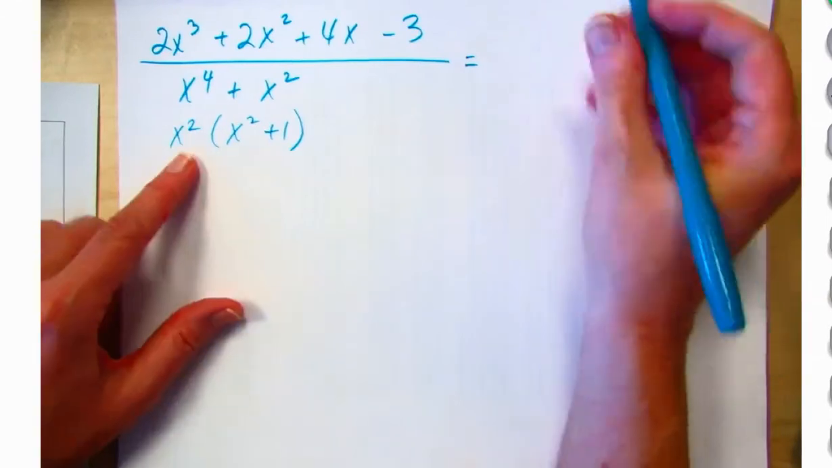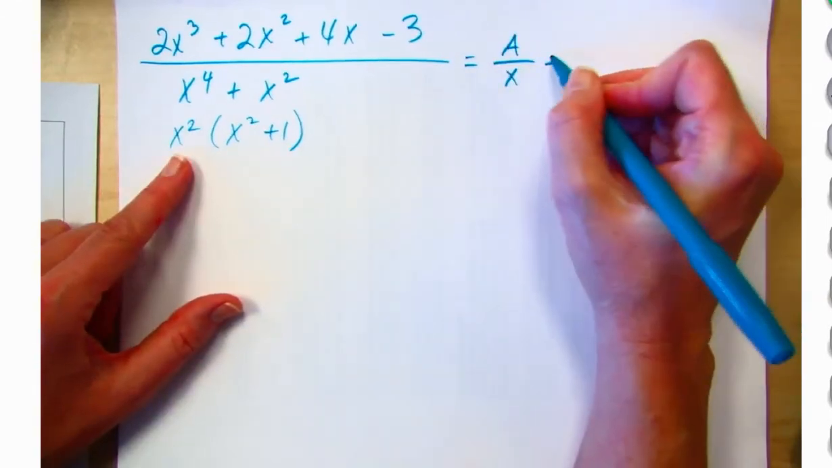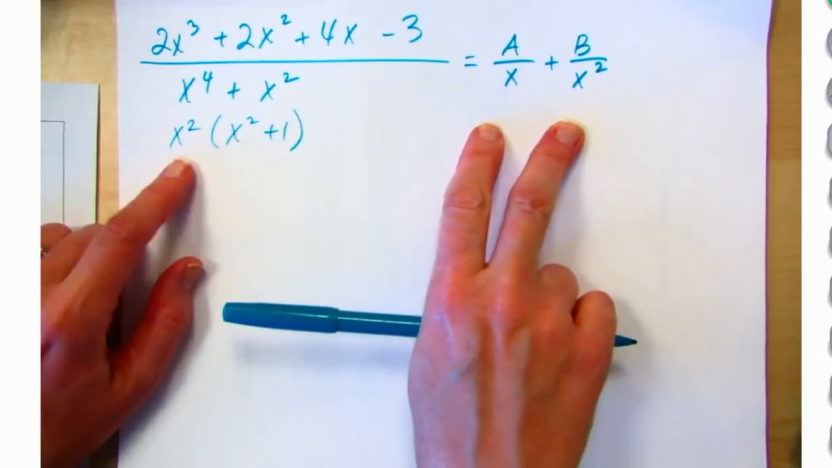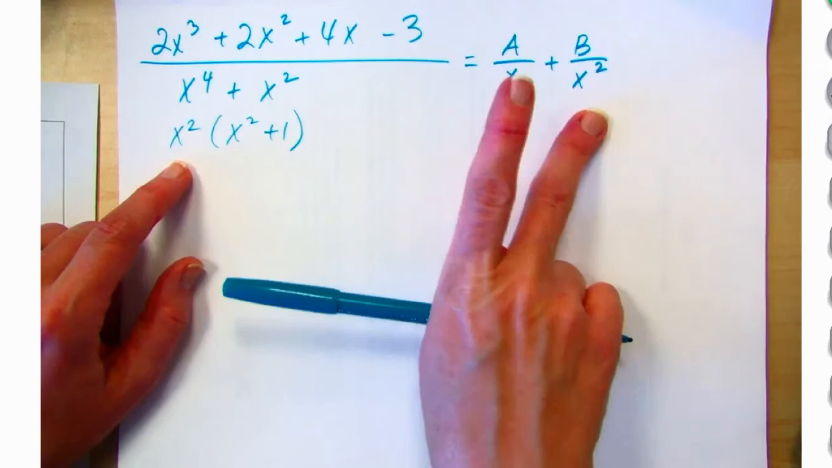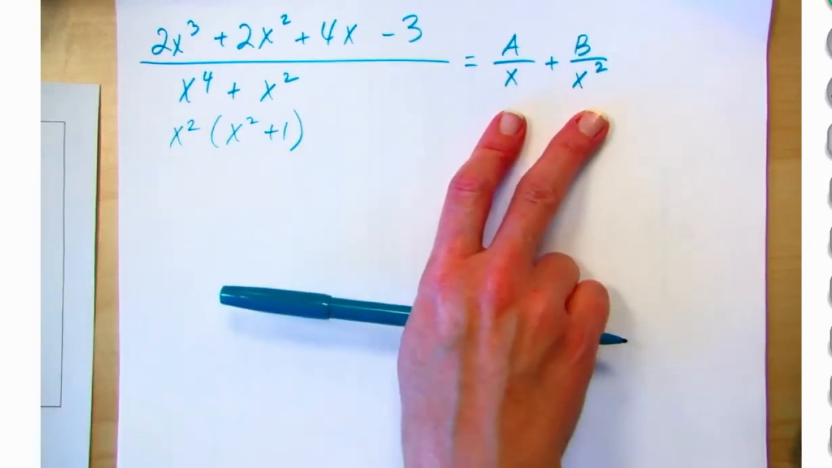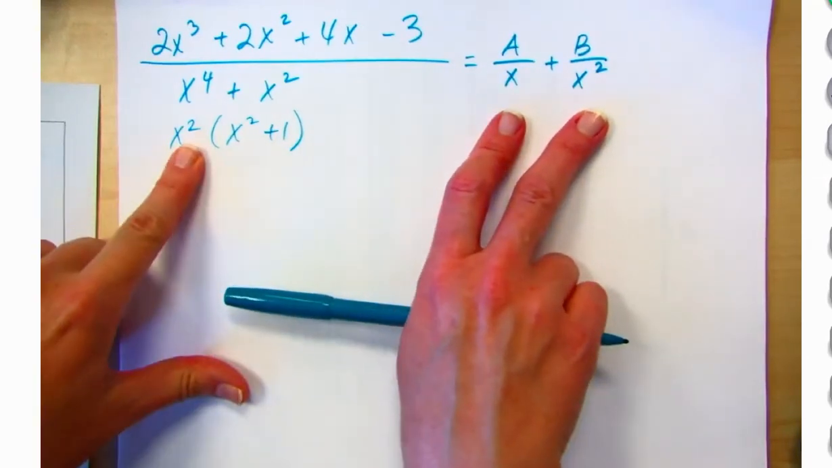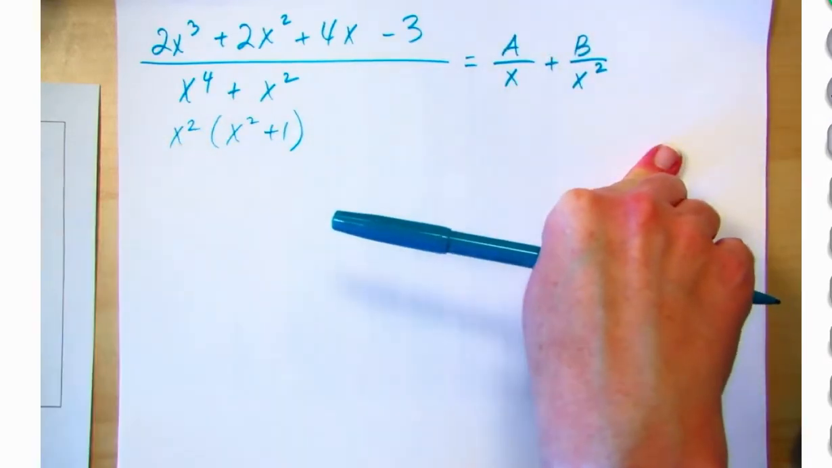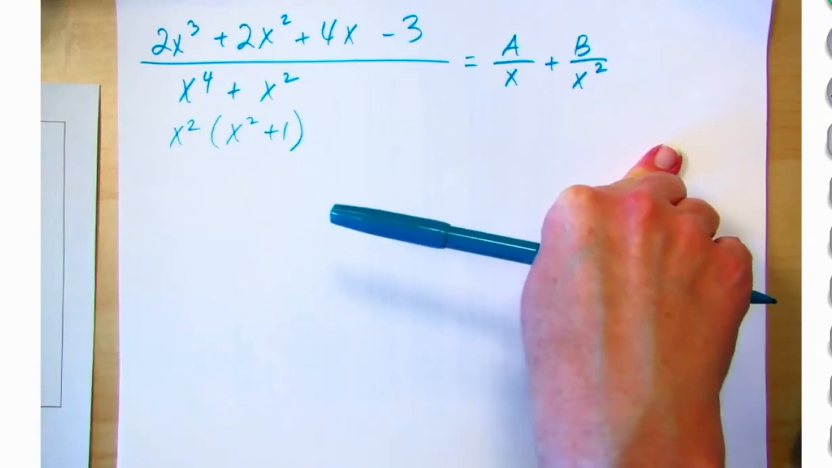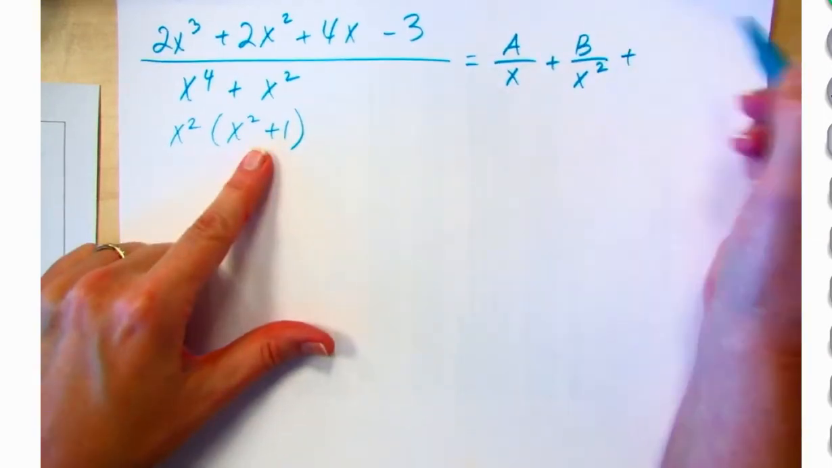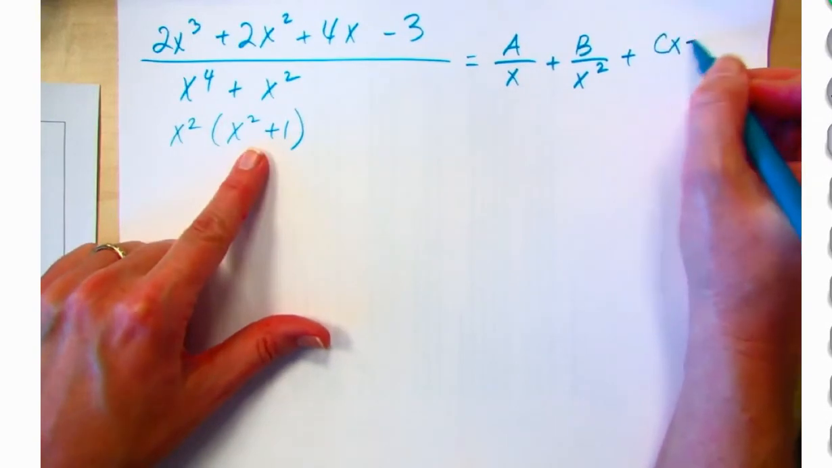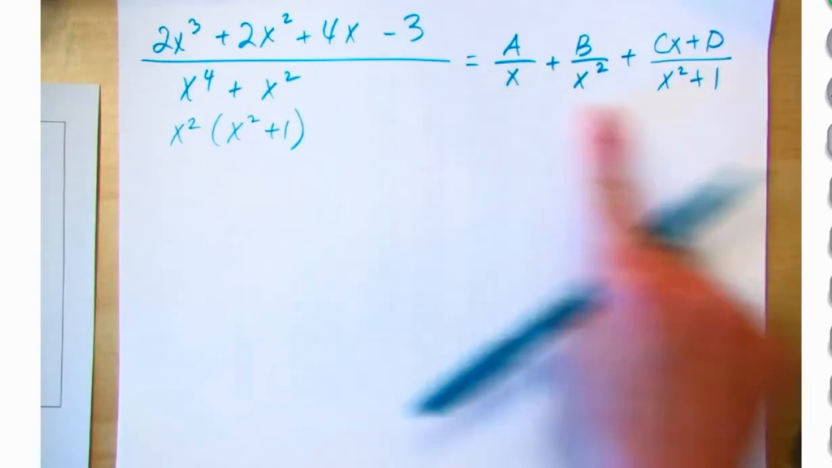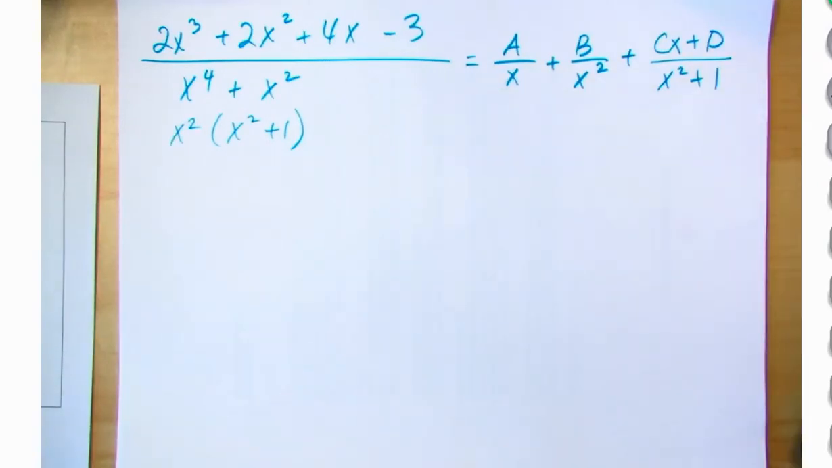So this is going to be a over x plus b over x squared. Remember, whenever we've got that repeated factor, we've got to have every descending power represented underneath it. So if we have an x cubed, it would be a over x, b over x squared, c over x cubed. Whatever that repeated power is, every power underneath it has to be there. And then finally, this is quadratic, so cx plus d over x squared plus 1. So these are the factors that represent everything in our denominator.